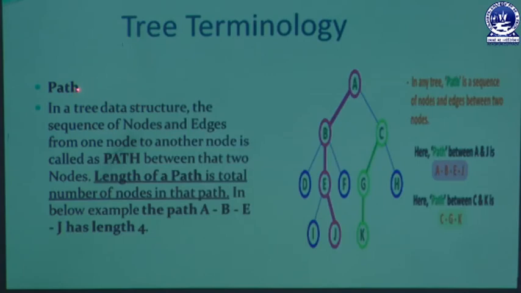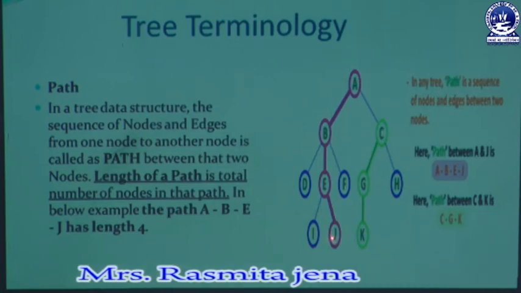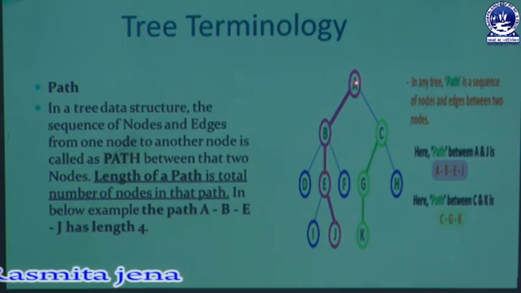Then comes the next terminology, that is path. In a tree data structure, the sequence of nodes and edges from one node to another node is called the path between two nodes. You can say A to B, this is a path. If we ask what is the path between A and J, then you can say the path is A to B, B to E and E to J. You can say this is the example.